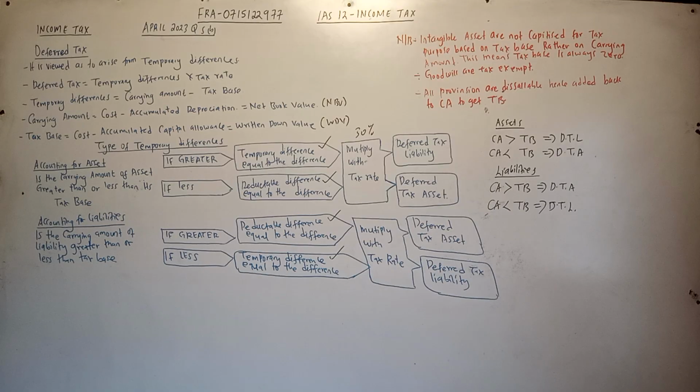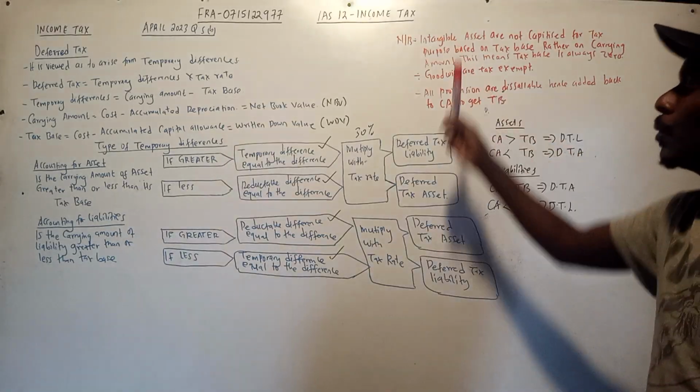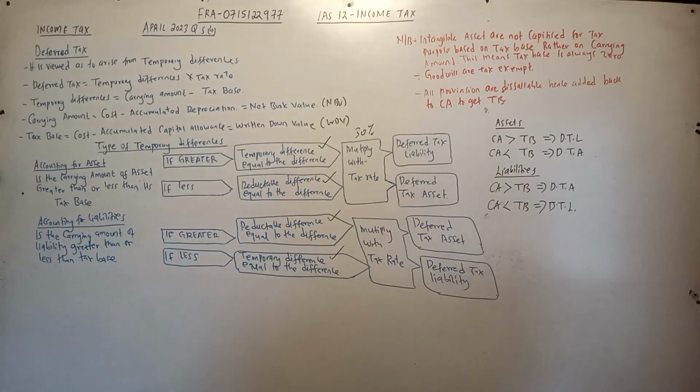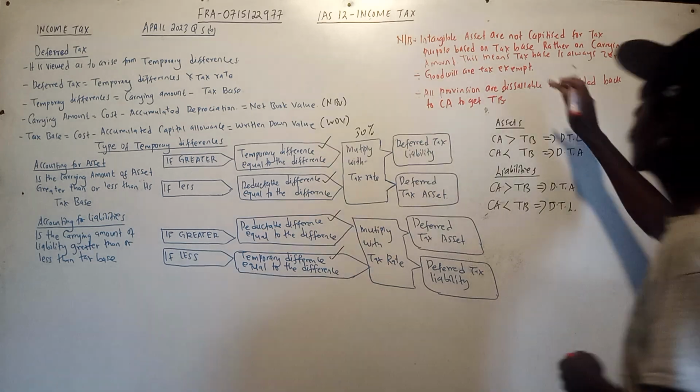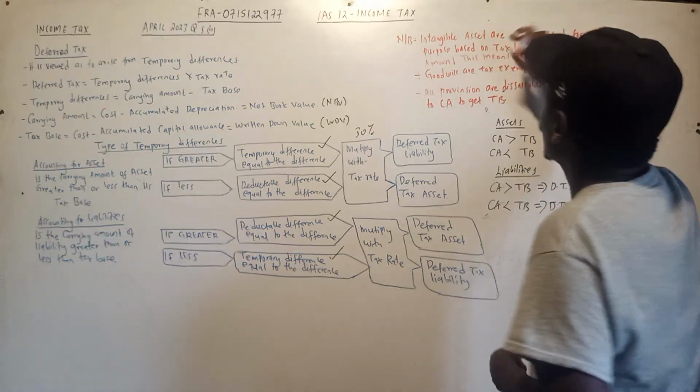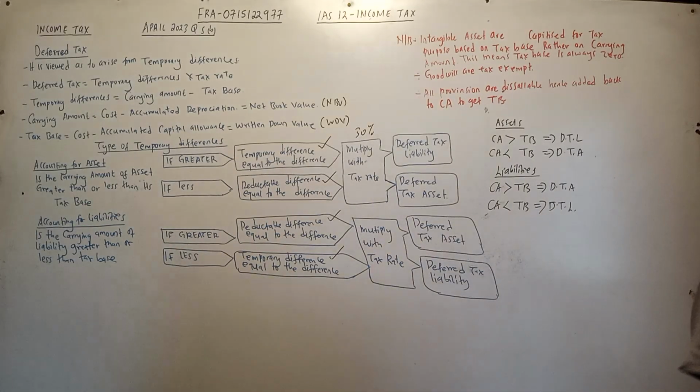Now, before we continue to part B, there's an important note that we need to highlight. Number one is the intangible assets. Intangible assets are capitalized for tax purposes, based on the tax base.